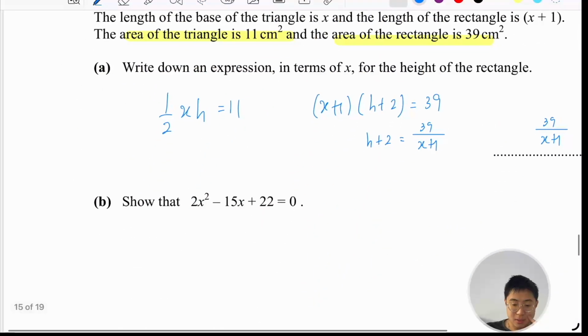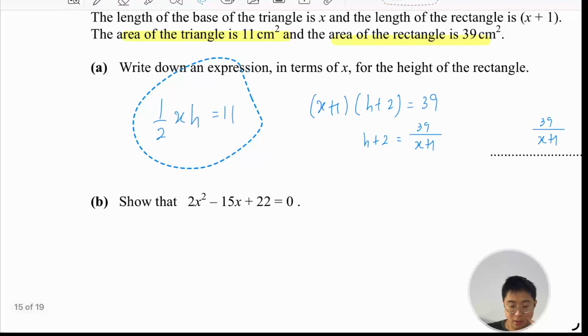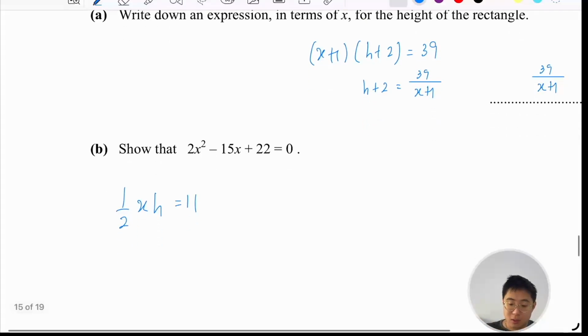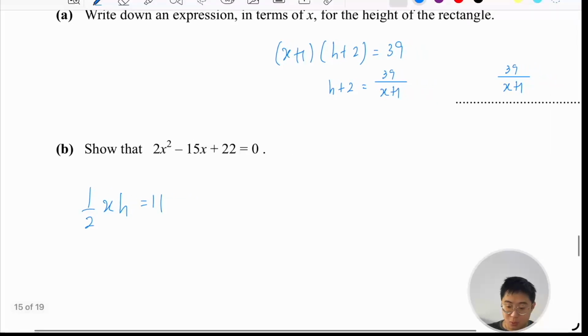Okay, I mean, this area of triangle thing, I'm pretty sure I'll be using it in the next question. Okay, now show this equation. So quadratic, normally it's simultaneous. You combine them, then you'll get a quadratic. So I already have h plus 2. I could sub in there.